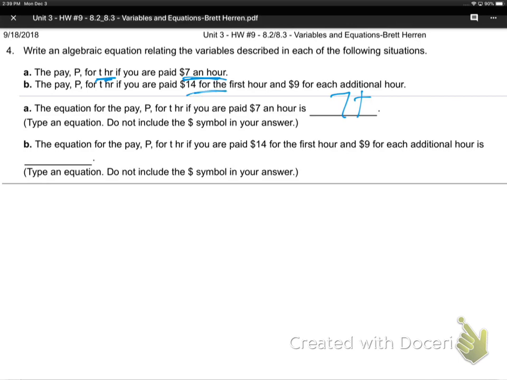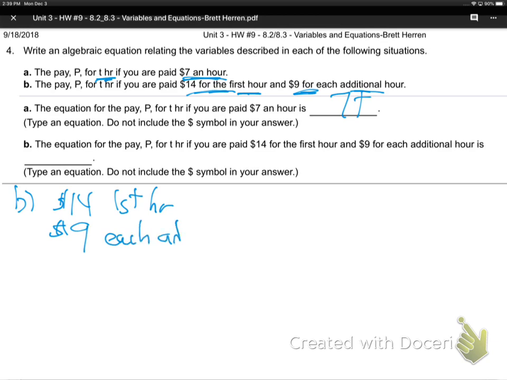Next one, part B. If 14 for the first hour and 9 for each additional hour. That's a little more tricky. So let's come down here for part B. It's 14 for the first hour and 9 for each additional hour. So if you work for T hours, what will be the pay? Your pay will be... Now, let me give you a second. What am I going to suggest? This one's harder. Be careful. This one can trick you.